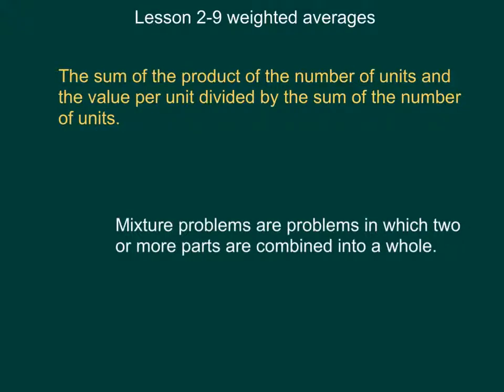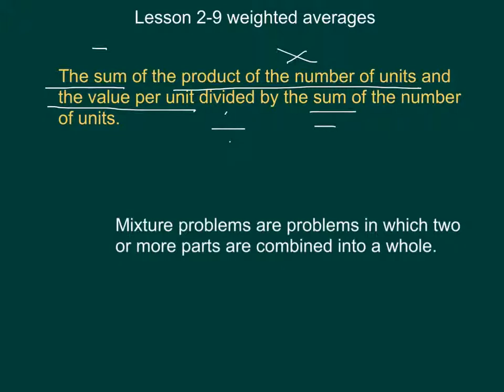Lesson 2-9, Weighted Averages. The sum of the product of the number of units and the value per unit, divided by the sum of the number of units. So let's look at this again. The sum, so addition, of the product of the number of units multiplied by the value per unit, is divided by the sum, which is addition, of the number of units.